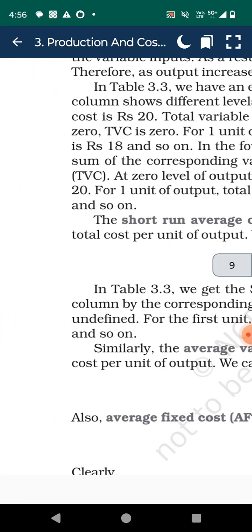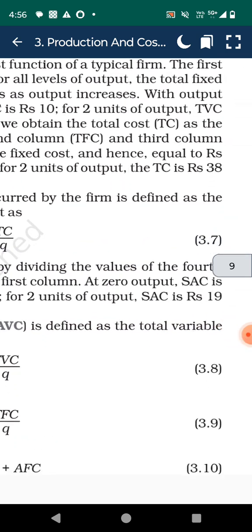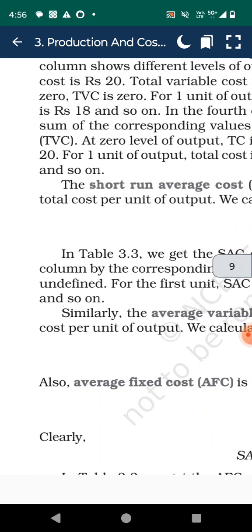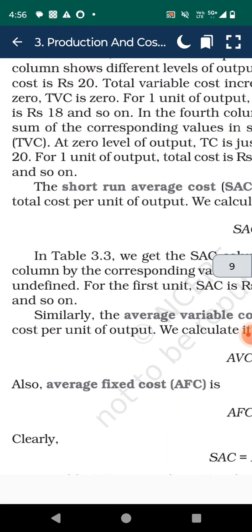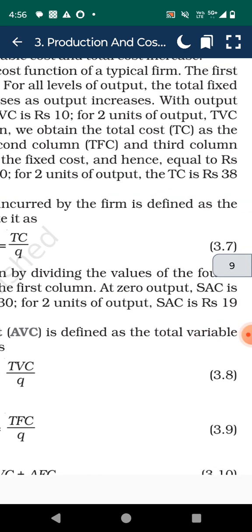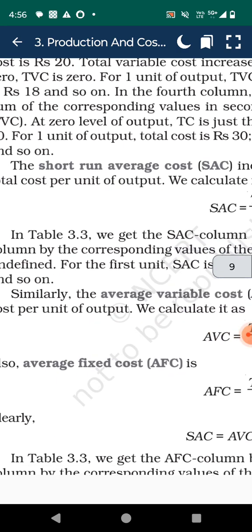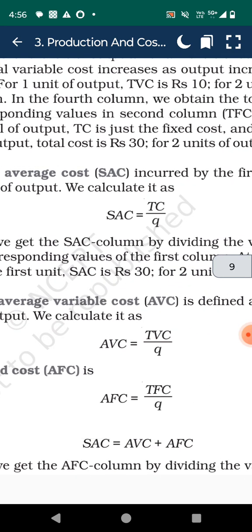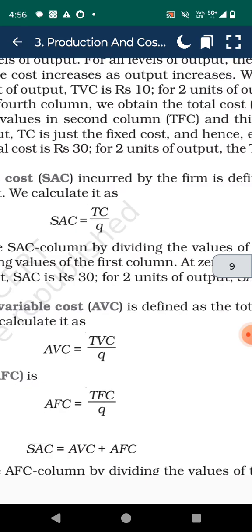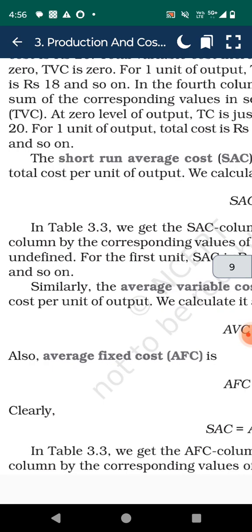The first column shows different levels of output. For all levels of output, the total fixed cost is ₹20. Total variable cost increases as the output increases. With output 0, the TVC is 0. For 1 unit of output, TVC is ₹10. For 2 units of output, TVC is ₹18, and so on.